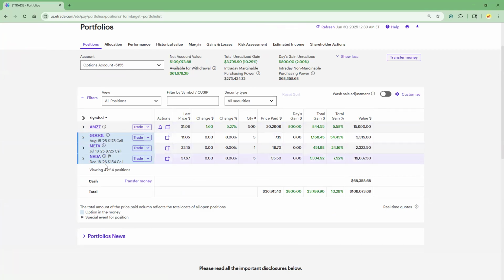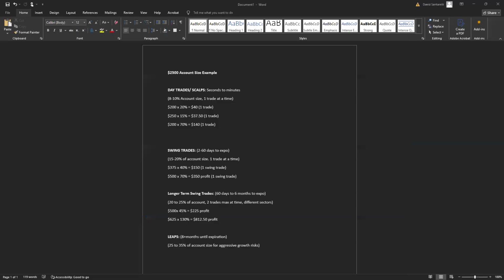The longer term NVIDIA trade, this doesn't expire until December 18th, 2026. Not this year, next year. So what did I do there? That was about an 18% position size. So I do proper position sizings for true account growth, and that's what's important for you guys to understand too.